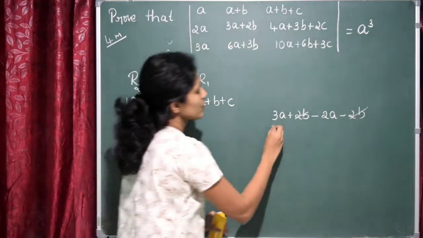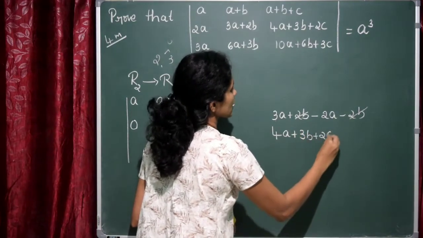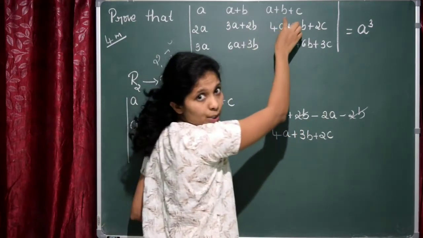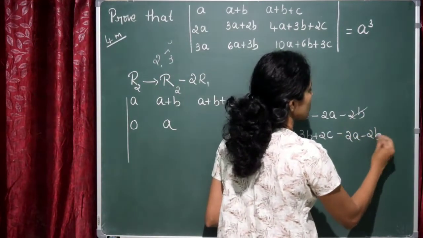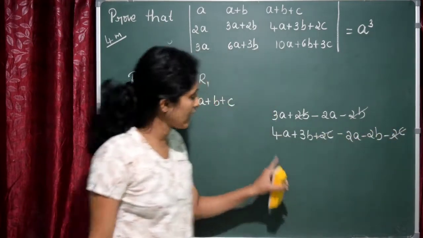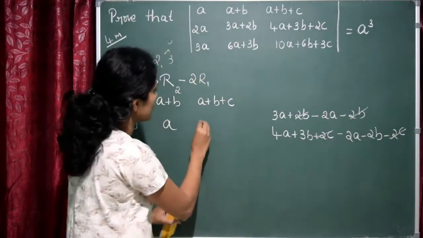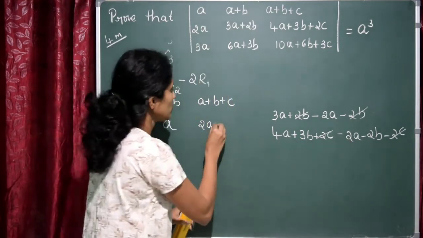Next one will be now 4A plus 3B plus 2C. Now you have to multiply by 2 and subtract, that is now minus 2A. I hope you are understanding this one. Minus 2B minus 2C. Plus 2C and minus 2C will get cancelled. 4A minus 2A will be equal to 2A and 3B minus 2B will be equal to plus B.